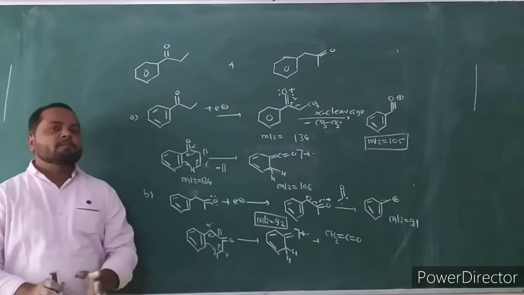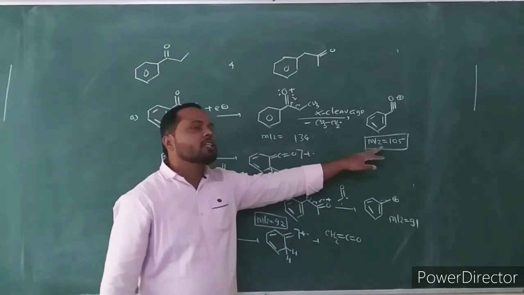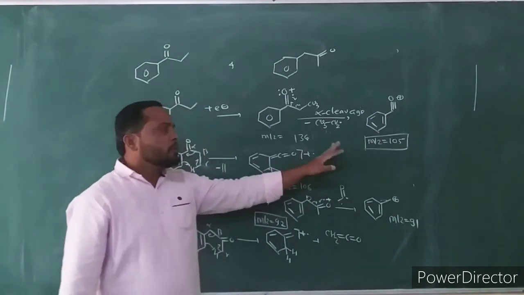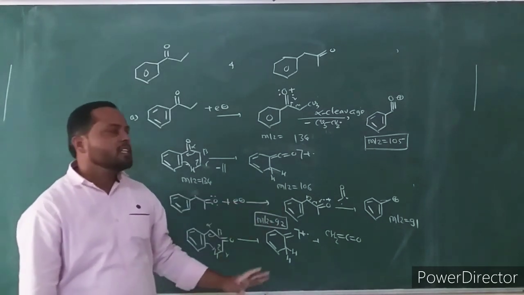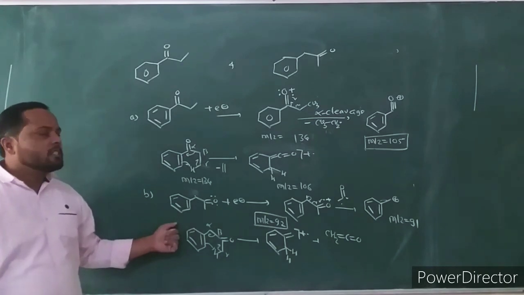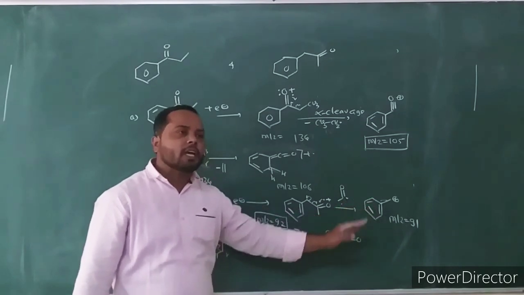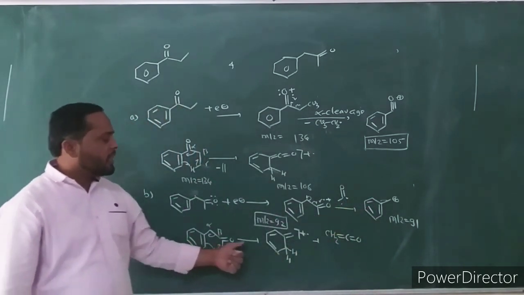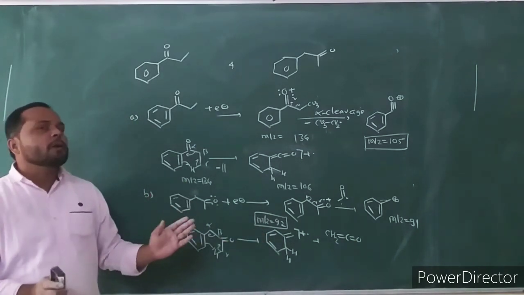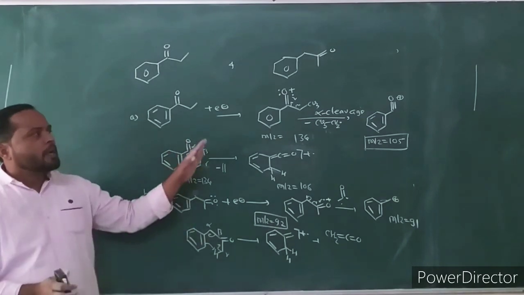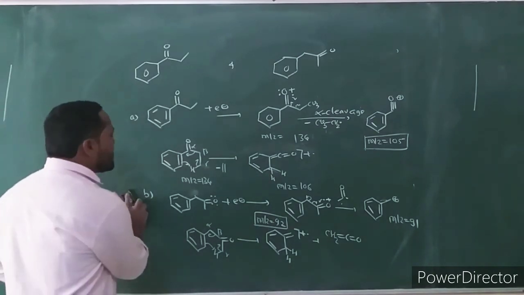The mass spectrum of compound first gives two characteristic fragment ions: 105 due to alpha cleavage, and the McLafferty fragment ion at 106. On the other hand, the mass spectrum of compound second gives the alpha cleavage fragment ion at mass to charge ratio 91 and the McLafferty fragment ion at mass to charge ratio 92. Then we can easily distinguish these two compounds with the help of mass spectra by alpha cleavage fragmentation and McLafferty fragmentation.